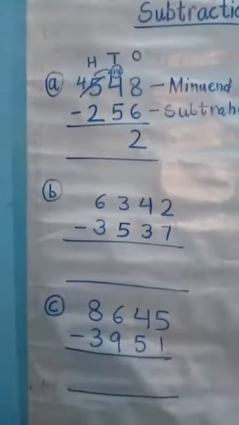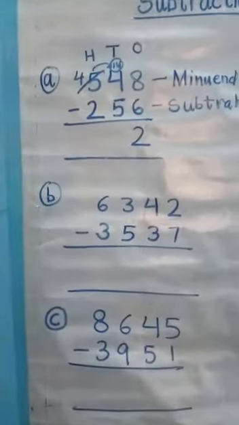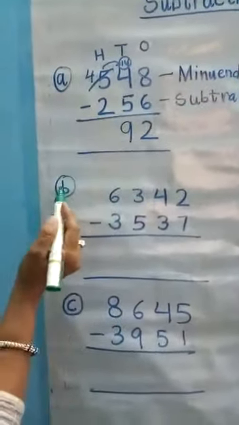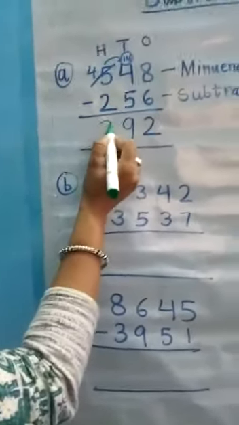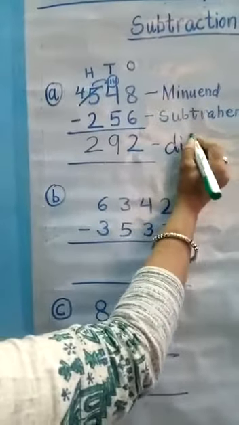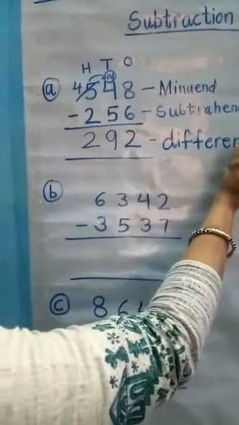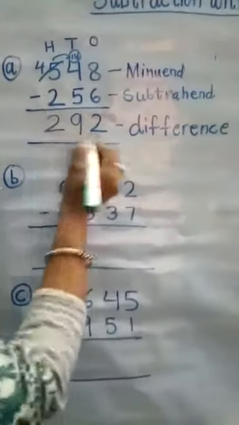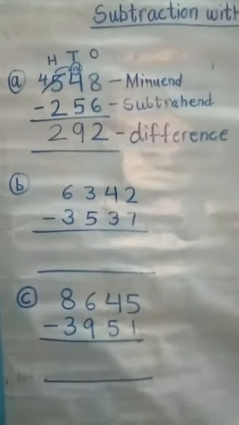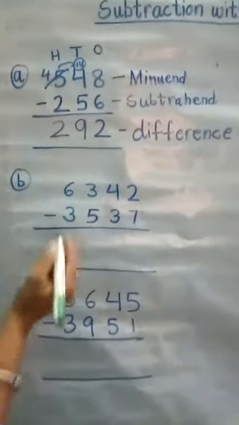So let's start counting: 6, 7, 8, 9, 10, 11, 12, 13, 14. How many numbers are here now? 9. And 4 minus 2 is 2. So the difference is 292. Whenever we are going to do subtraction sums, we should understand what is the minuend, what is the subtrahend and what is the difference. Come to the next question.